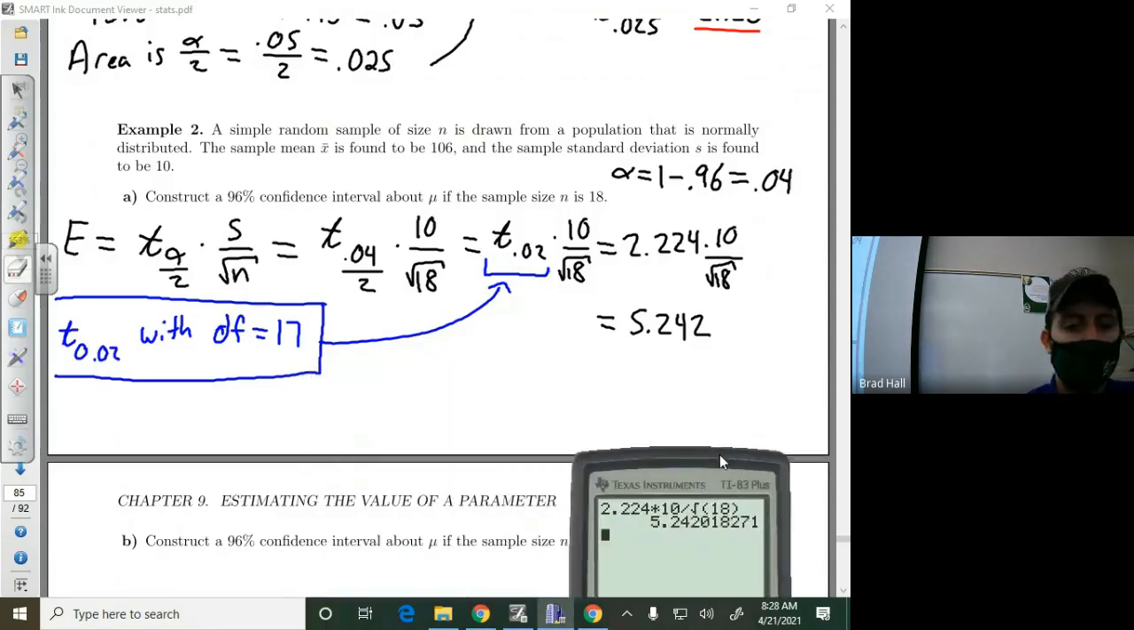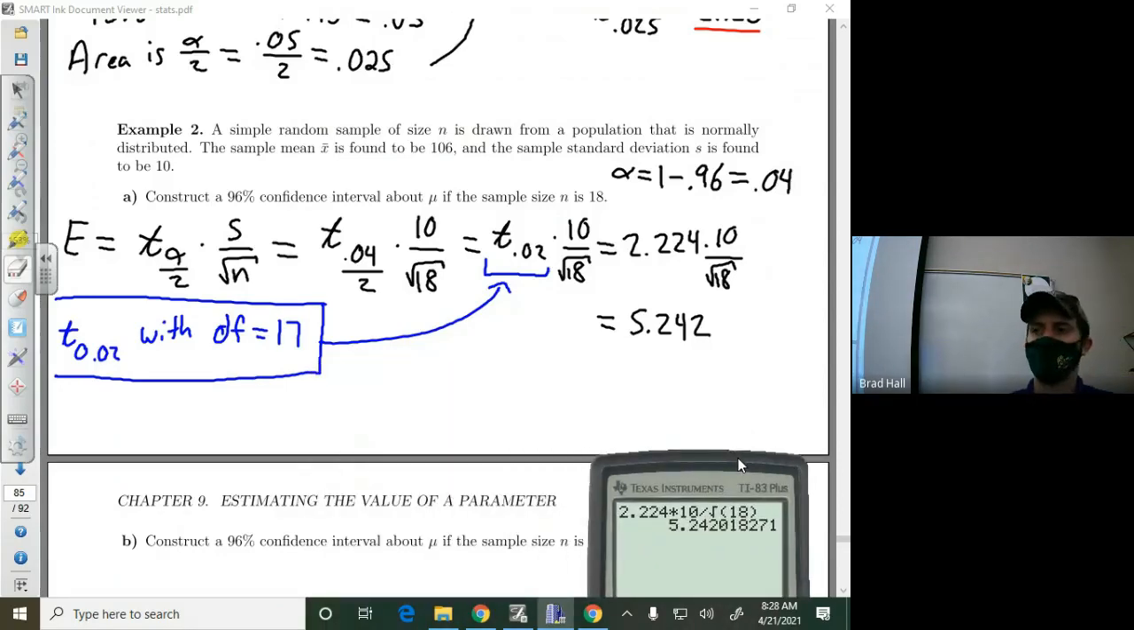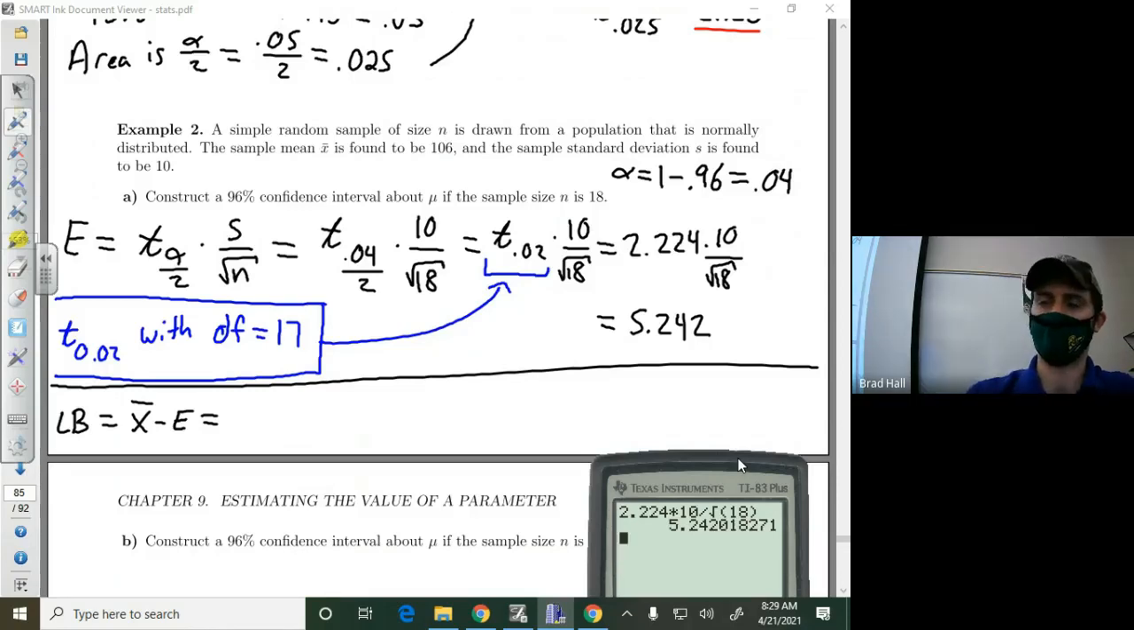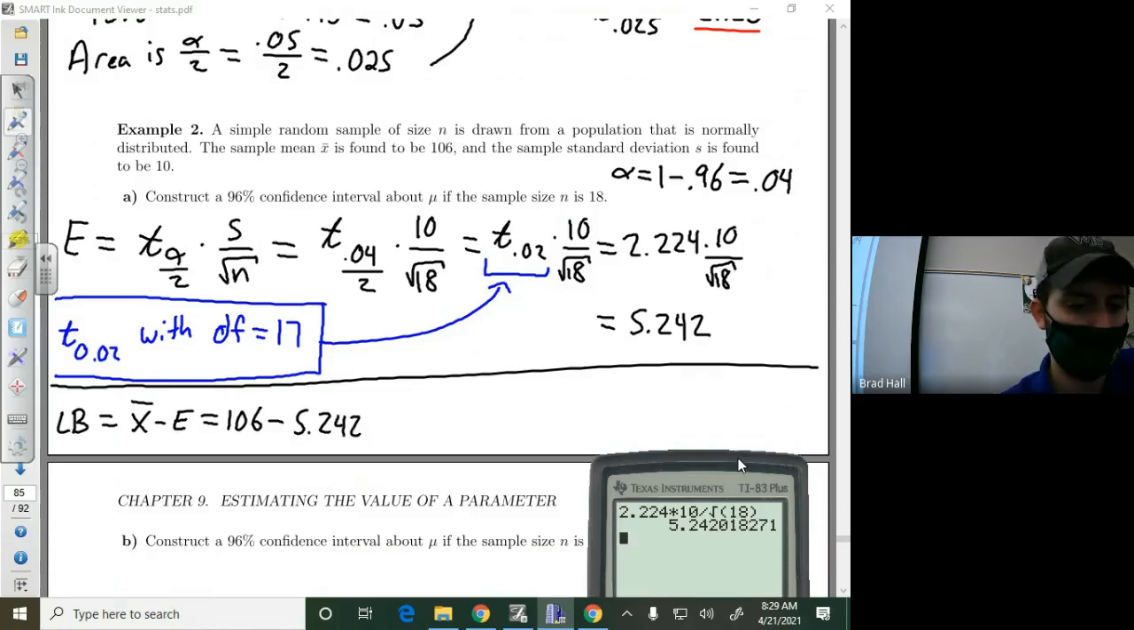So that's the error. But just like in the previous section, the error is not our answer. We need an interval. We need a lower bound and an upper bound. So finally, the lower bound, and this comes from the formula above, the sample mean is 106. We found the error to be 5.242. And we can do the same thing for the upper bound.